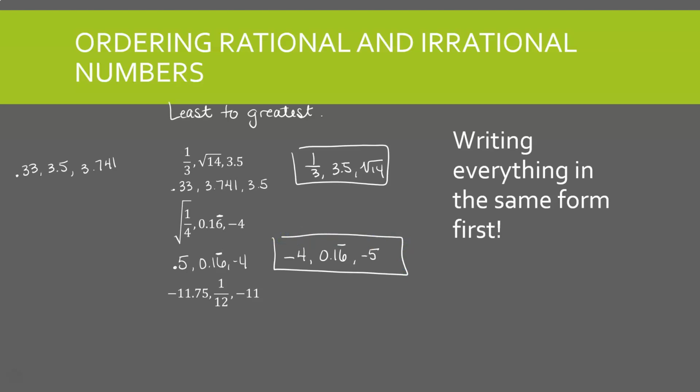Okay, so let's change. In this last one, there's only one thing to change into a decimal, and that's 1/12, which turns out to be 0.083 and the 3 repeats. So let's put these in order, from least or most negative to greatest.